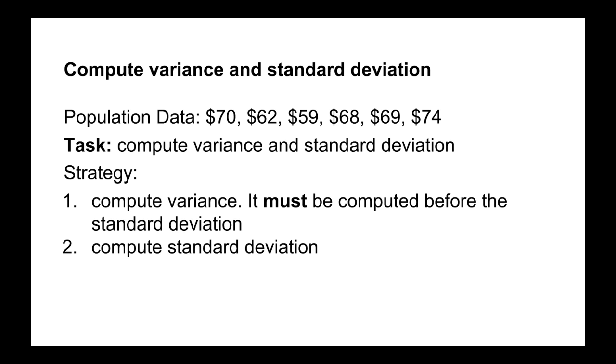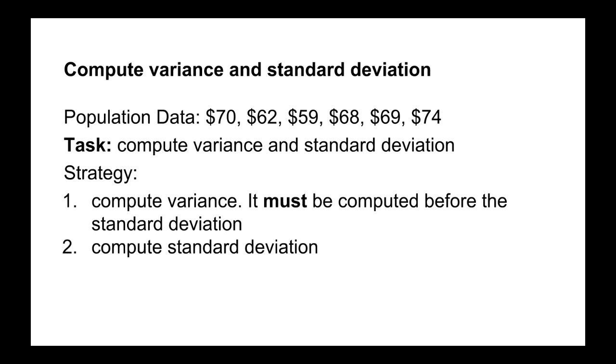So let's compute the variance and standard deviation of some data. Remember our banana computers example? We've got our population data. This time we're looking at it as population data, so we're going to use a slightly different formula. The low value for the end of month stock price was $59, and it ranged all the way up to $74. Now, your task is to, number one, compute the variance, and number two, compute the standard deviation.